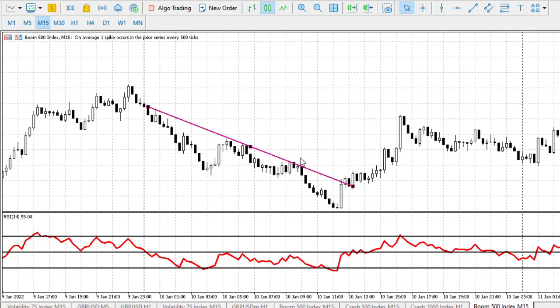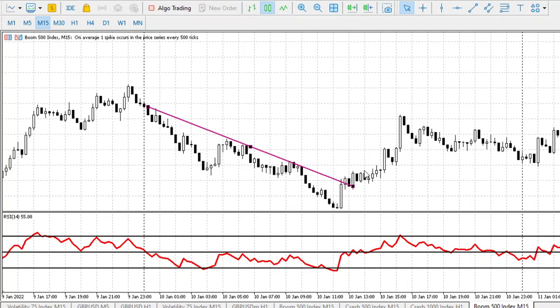So we wait until this trend line is broken and the RSI remains above 50. As you can see, the RSI was above 50 at this period, and also it broke this trend line. So that will be our entry point. So we can enter here.